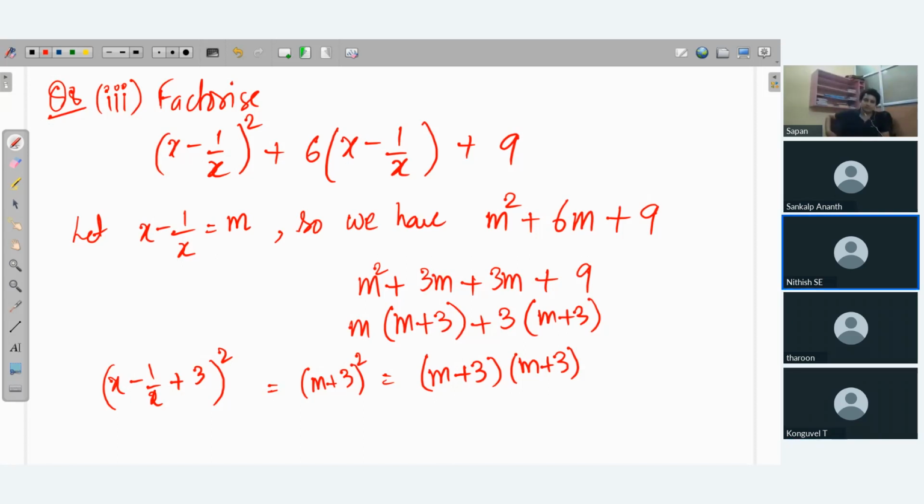So we can factorize, I mean simplify, this even more, right, sir? What you want is to open the expression. Like (x minus 1)/x, we can keep it as m, and then I can do m square plus 3 square plus 2 into m into 3, and then you'll get this.